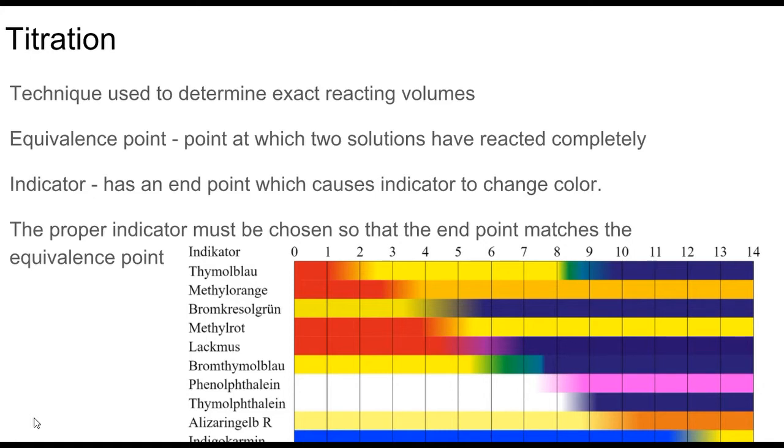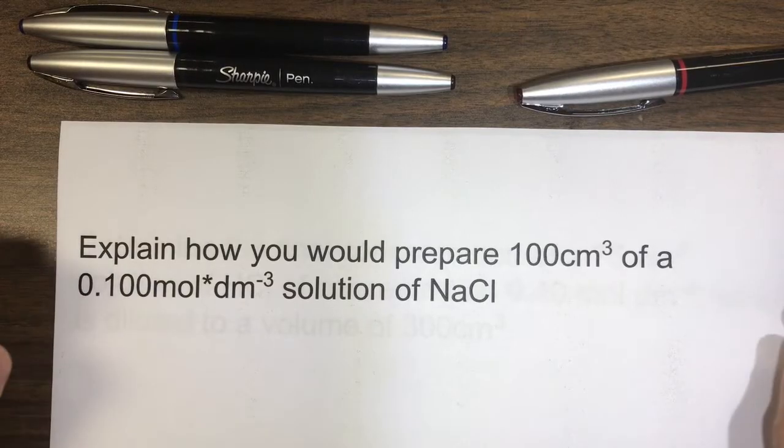Now the endpoint of an indicator is the point at which the color changes. And so a proper indicator must be chosen so that the endpoint matches the equivalence point. So we see here, I think it's in German, this is the only uncopyrighted image I could find, but it shows the various endpoints of various indicators, and so you can strategically choose the indicator that you would like to use based on where you think the equivalence point is going to fall on a pH scale of 0 to 14. So let's go ahead and do some problems.